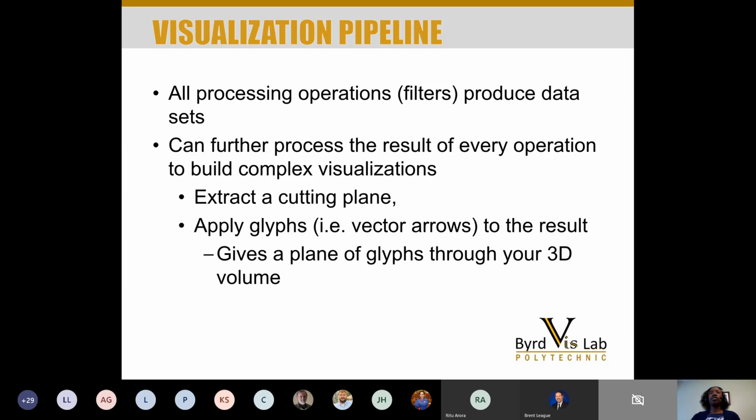You can further process the results of every operation to build those complex visualizations that I mentioned. For example, extracting a cutting plane or slicing through a plane, applying glyphs. If you're unfamiliar with the term glyph, it is a vector that has magnitude and direction. Vector arrows, for example, are representations of glyphs. You can apply those to the result to provide more detail regarding what the visualization represents.